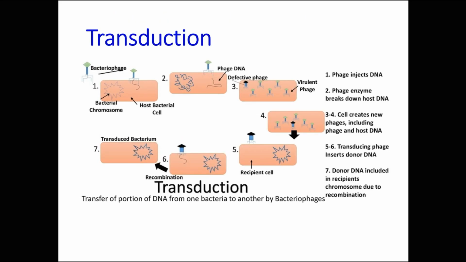Transduction. For transduction we need a recipient cell and a bacteriophage as a donor. In the first stage, the bacteriophage injects DNA. The phage enzyme breaks down the host DNA and the cell starts creating new phages, including phage and host DNA. Next, the transducing phage inserts donor DNA, and the donor DNA is included in the recipient chromosome due to recombination.